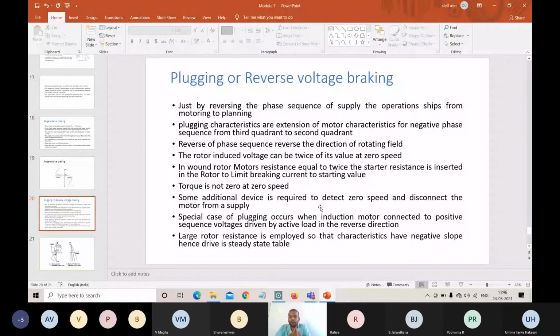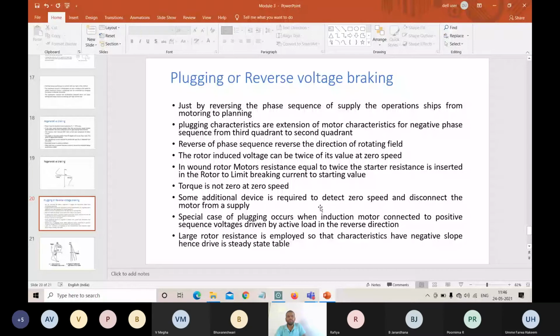So why do we need to go for this procedure? Which procedure? Inserting resistance of twice the value of the rotor resistance, mainly in order to limit the braking current. We have to balance the resistance value. So the torque which is produced now should not be 0 at 0 speed. There should be some value of torque.